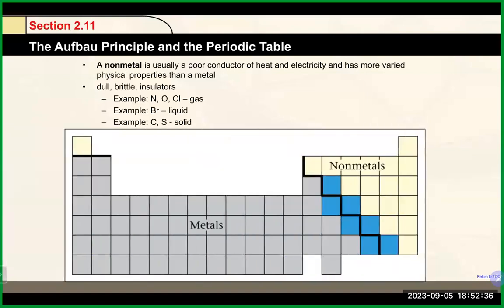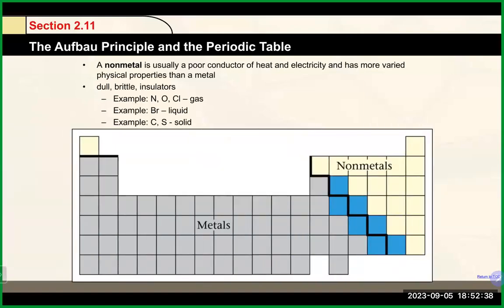Non-metals, on the other hand, have basically the opposite characteristics. They are bad conductors of heat and electricity. They're dull, they're brittle. A lot of non-metals have a more varied sort of state. Some are gases, some are solids, some are liquids.